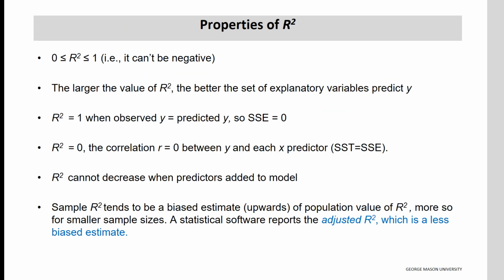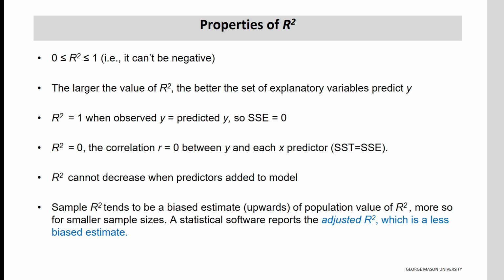The properties of R squared include the fact that R squared is a positive value, so it's going to be between 0 and 1, including 0 and 1, and obviously it cannot be negative. The larger the value of R squared, the better the set of explanatory variables predict Y. Again, explanatory variables here are the independent variables. When R squared equals 1, then the sum of squared error, or the residuals here, equals 0. That means it's a great model in terms of predicting your dependent variable.